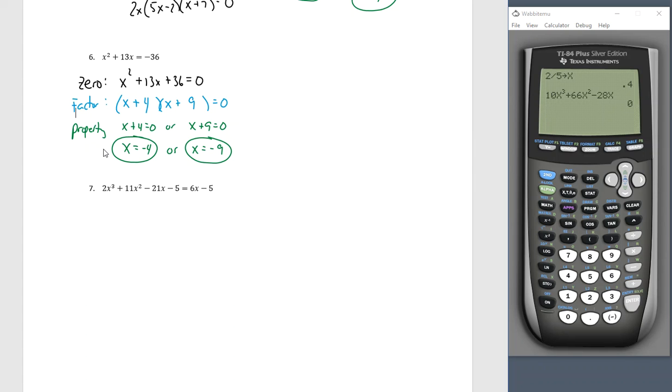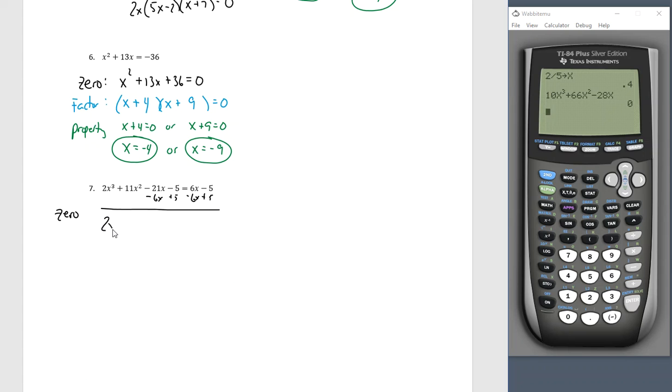Here we go. Let's get this equal to 0. In order to get this horrible equation, example number 7, equal to 0, I will subtract 6x from both sides, and I'm going to line it up so I'm subtracting in the appropriate places. I'm going to add 5 to both sides. The reason I did that is to get a 0 on the right-hand side.